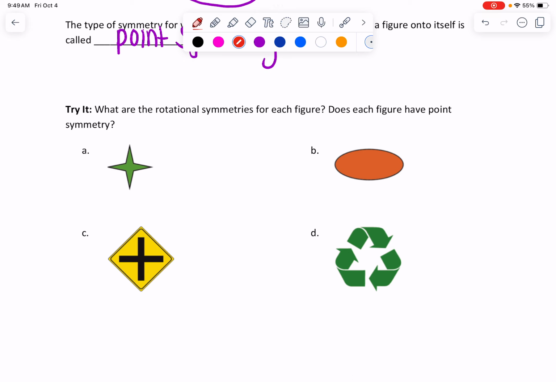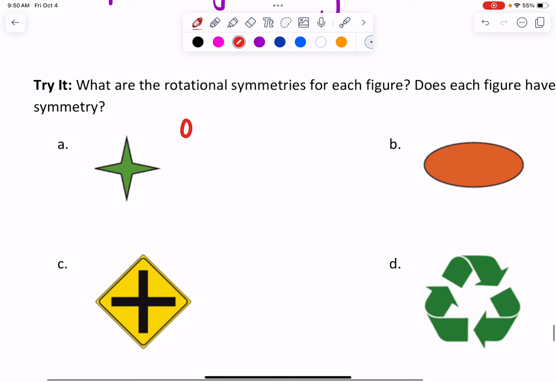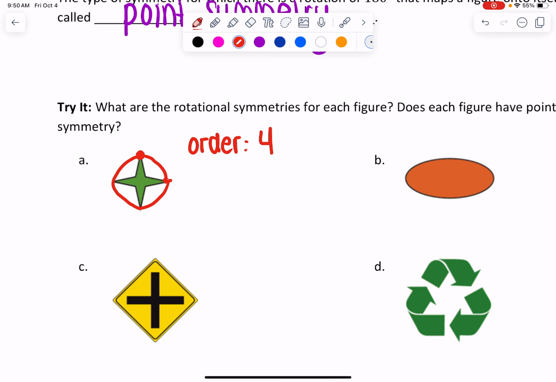It says, what are the rotational symmetries for each figure, and does this figure have point symmetry? When we're talking about rotational symmetries, we're really talking about the order. In the first one, if you take this point and move it around, it lands on it once, twice, 3 times, 4 times, so your order is 4. Then it's asking, does this figure have point symmetry? Point symmetry means it's symmetric when you hit those points. I was rotating around using those points, so this would be yes.